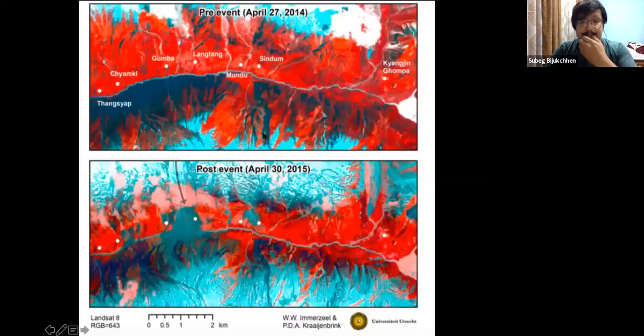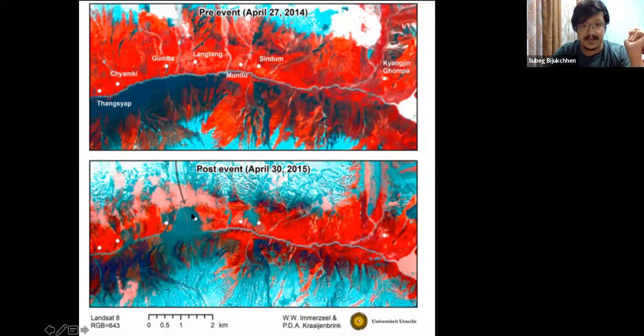Okay, so I'm going to go back to the landslide, because many landslides, I told you, occurred during this earthquake. So this is April 27, 2014, 1 year earlier than the Gorkha earthquake. This is the Langtang village, Gumba and Langtang. This is a trekking route, okay, Langtang.